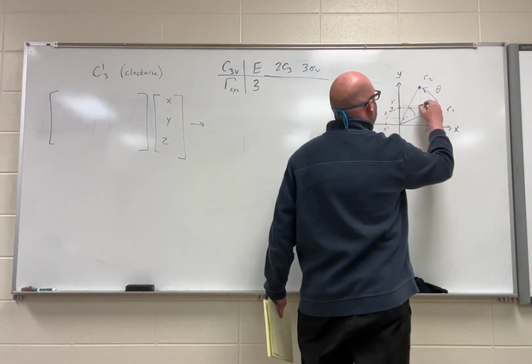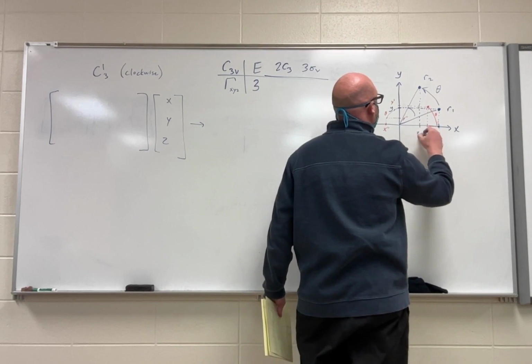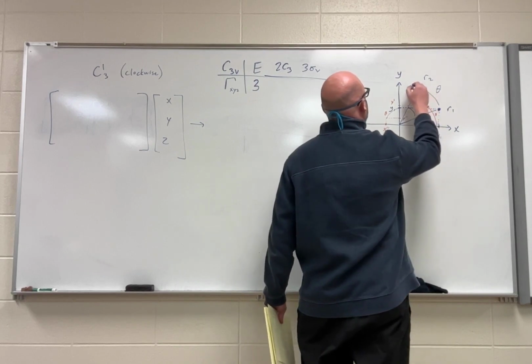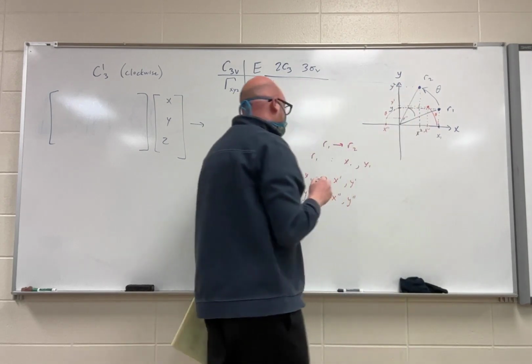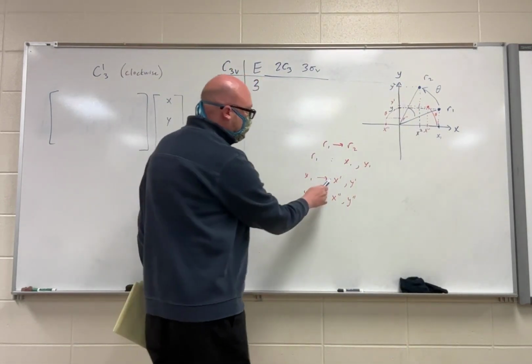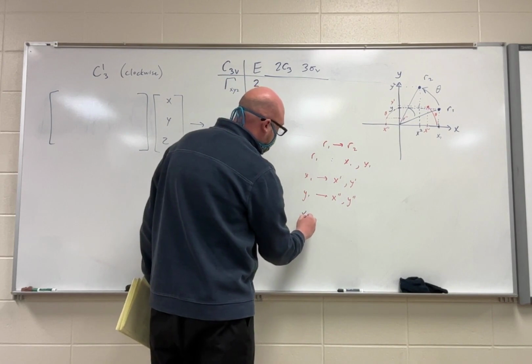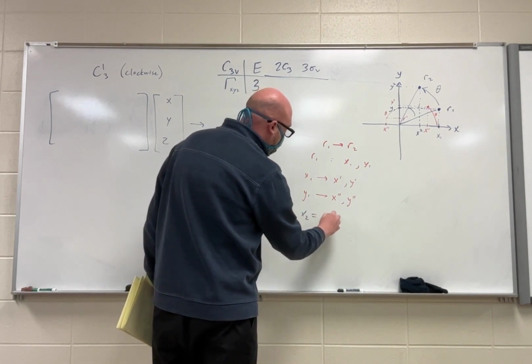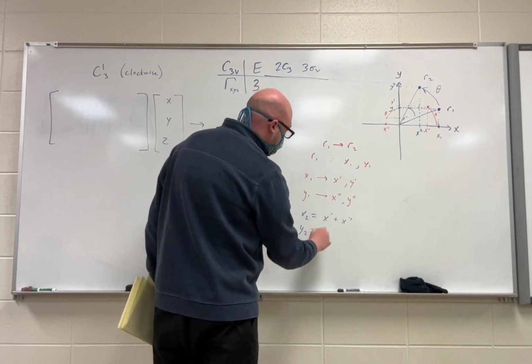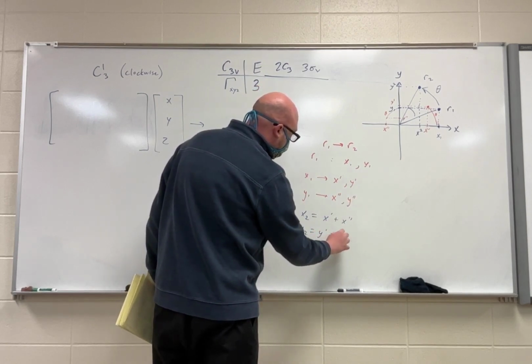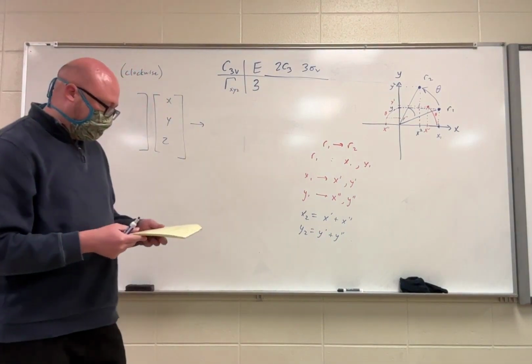R2 will have its projections on the x and y axes. We'll call that x2 and y2. So the x2 is going to be the sum of these deconstructed components, x prime and x double prime. And y2 is equal to the sum of these deconstructed components, y prime and y double prime. Okay?